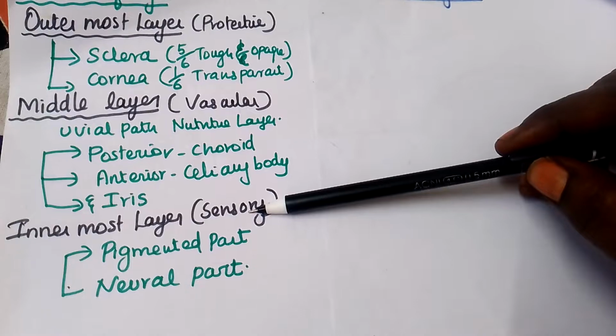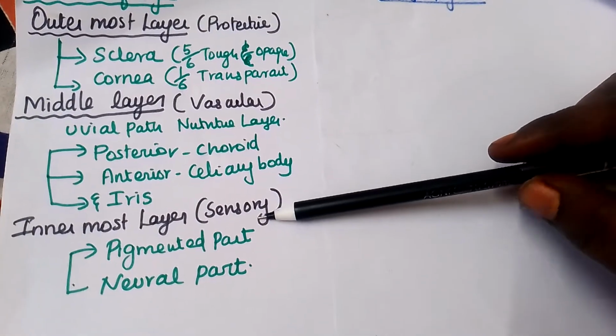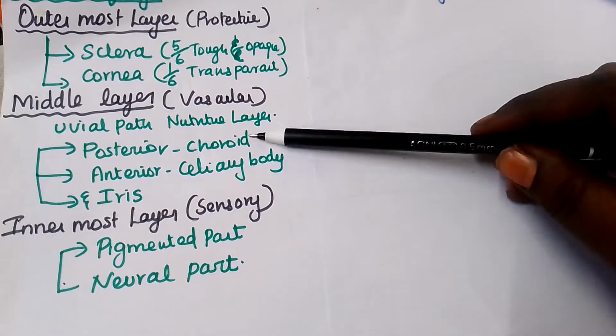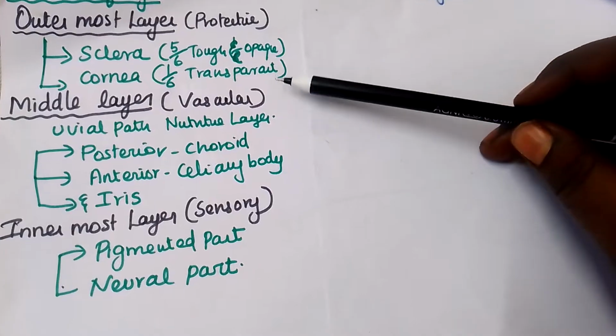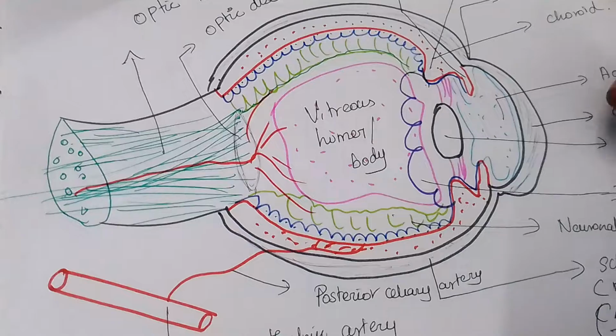The innermost layer is called the sensory layer, that is the pigmented part and the neuronal part of the layer. So this is called the innermost layer. So we have 3 layers. We'll see them in detail. So if you see, simply you can draw.